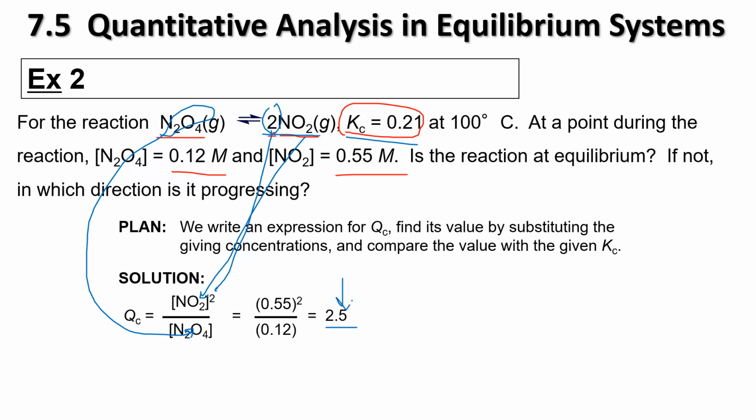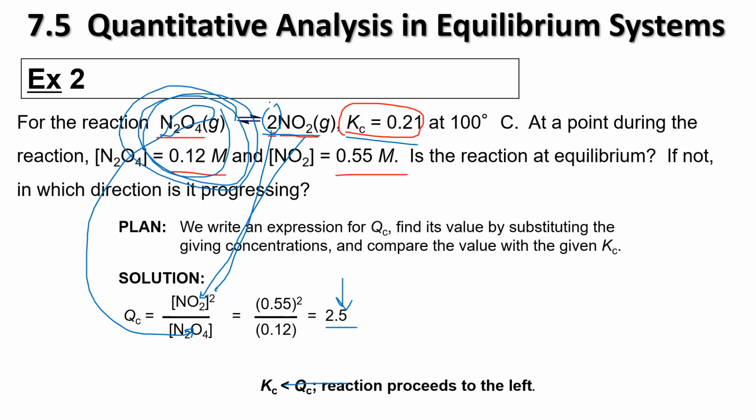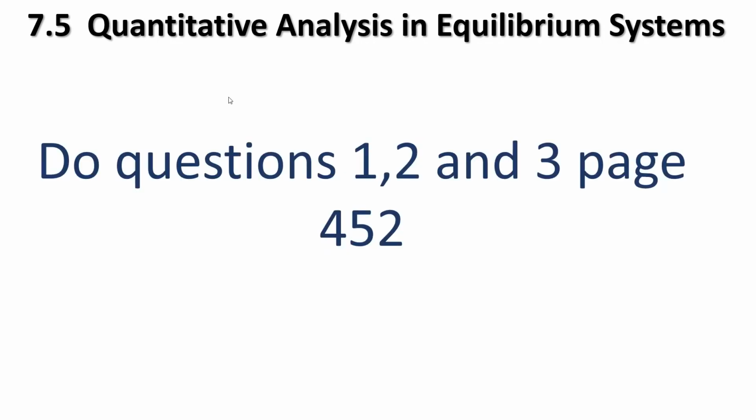So we can now compare our Q value to our K value. It looks like Q is going to be bigger. So K is less than Q. That is now the direction we're pointing, to the left. So it looks like this side of our reaction is going to be favored and our system's going to shift to make more of that. And if you have access to these questions, please do them.